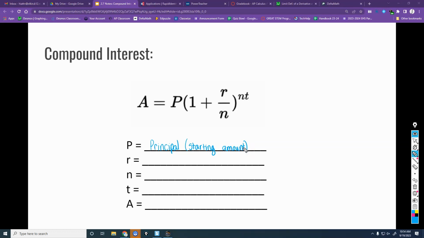Okay. The R is your growth rate. This is only used for growth, not decay. You won't have compound decay. It's your growth rate as a decimal. Okay. N is the number of times compounded per year. T is time, and A is amount in the account at time T.